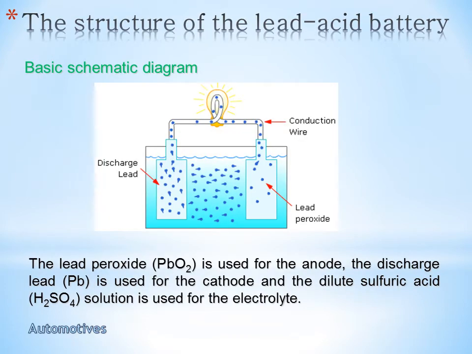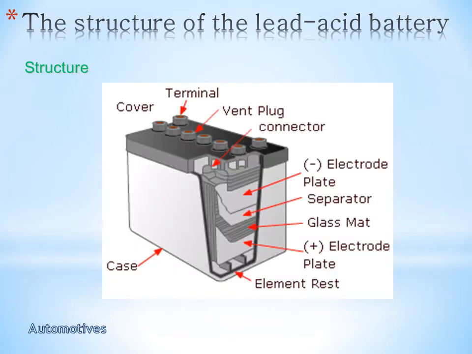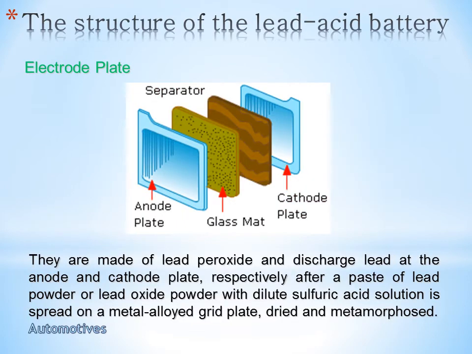The structure of the lead acid battery. Basic schematic diagram. The lead peroxide is used for the anode. The discharge lead is used for the cathode, and the dilute sulfuric acid solution is used for the electrolyte. The structure of the lead acid battery. Look at the structure. Case, cover, terminal, vent plug, connector, negative electrode, positive electrode, plate, separator, glass mat, element rest.